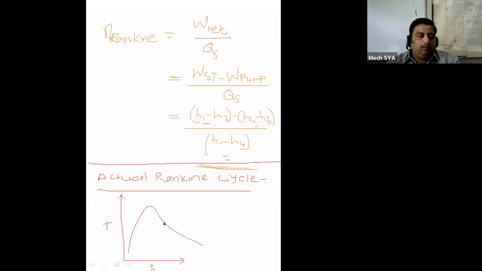1 to 2 will be, I am not drawing, so this will be constant pressure lines there. So this pressure is the boiler pressure. And this is the condenser pressure. So this will be point number 1.